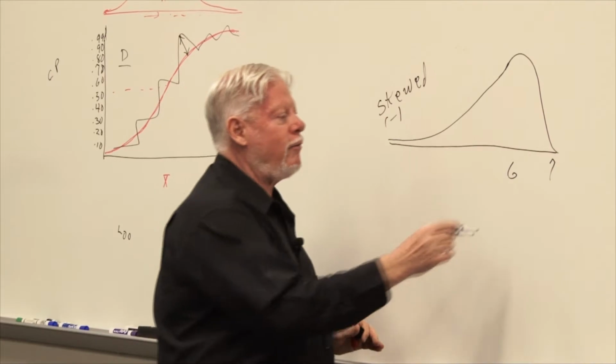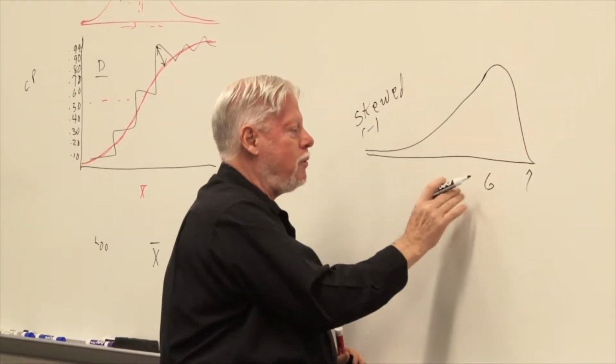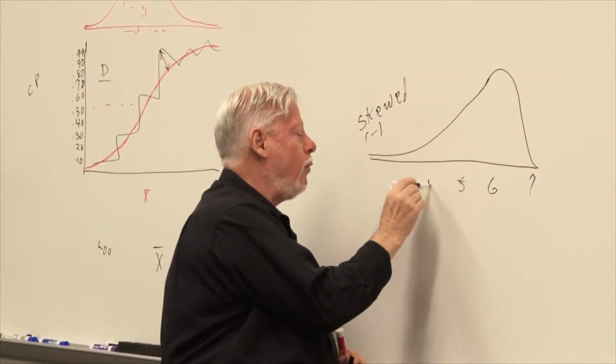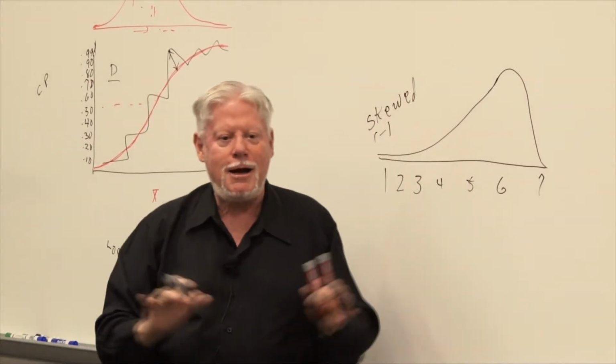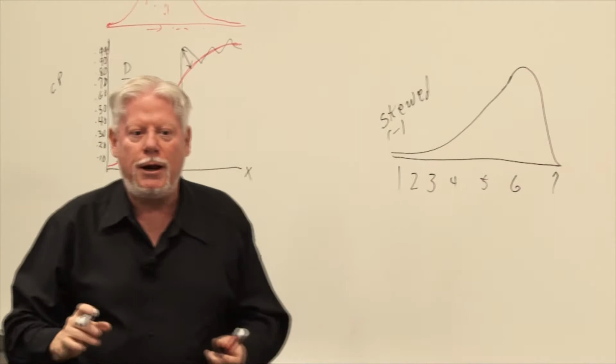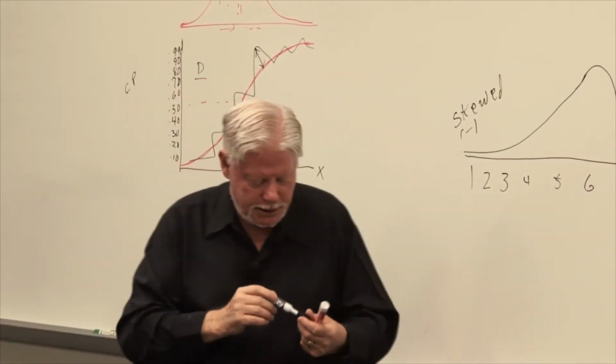If everybody marked a 6 and nobody marked a 7, a 5, a 4, a 3, a 2, or a 1, the item would eliminate itself. It wouldn't load on anything, you see. You have nonsense.